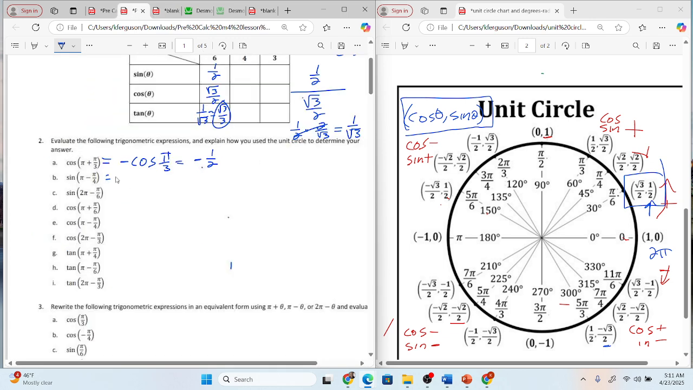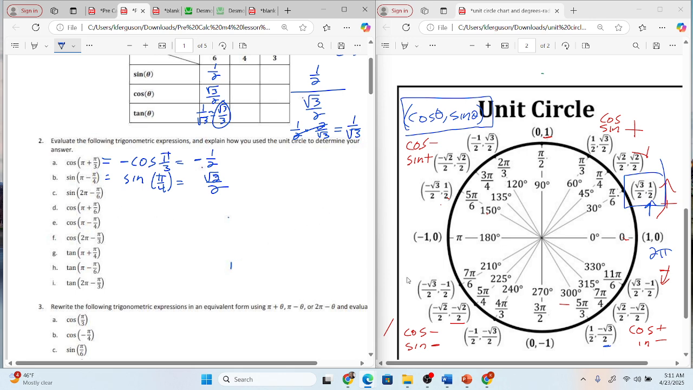So that's going to be sine of pi over 4, which is 45 degrees, or sine of 45 degrees. And that's just positive square root of 2 over 2. Right? Okay, so next, I've got sine of 2 pi minus pi over 6. Pi over 6 is 30 degrees. So 360 minus 30 degrees.